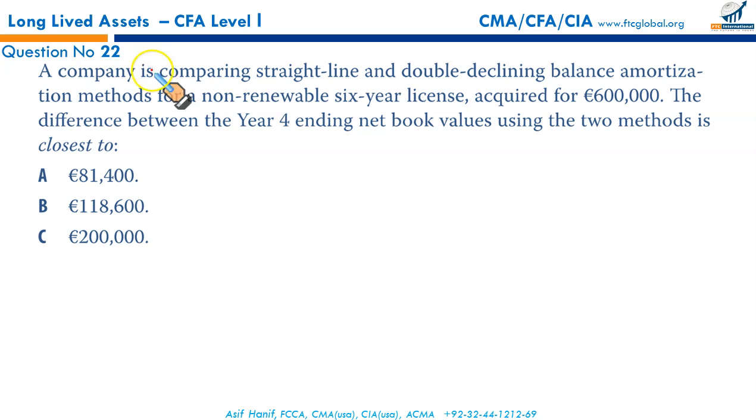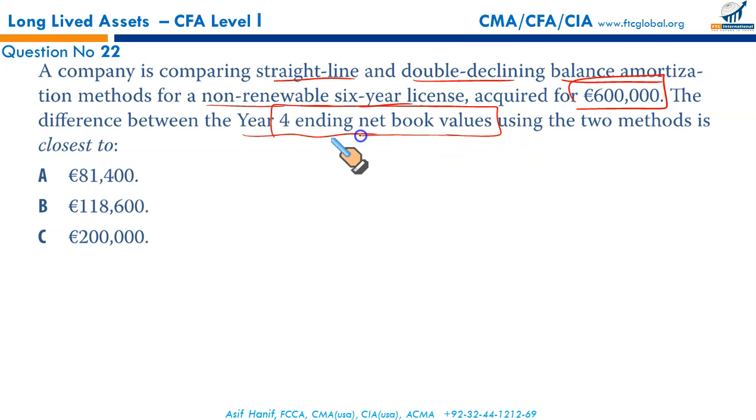Next, question 22. A company is comparing straight line and double declining balance amortization methods for a non-renewable 6-year license acquired for 600,000 euros. We need to find the difference between the year 4 ending net book values using these two methods. On one side we have the straight line method, on the other side the double declining balance method.